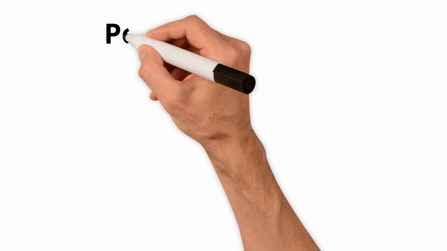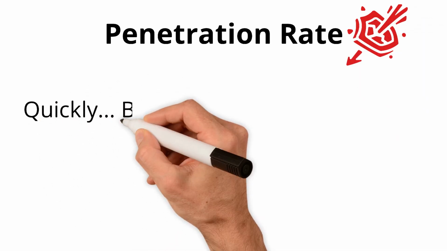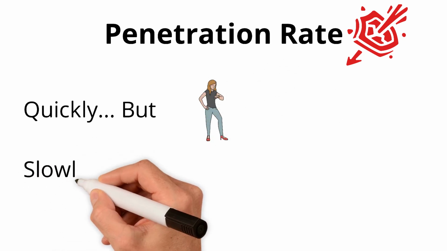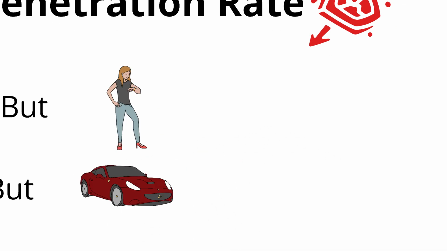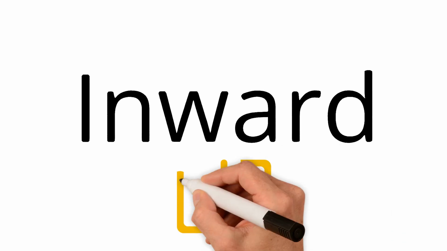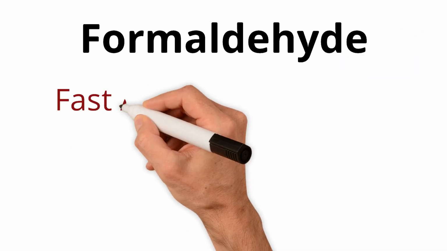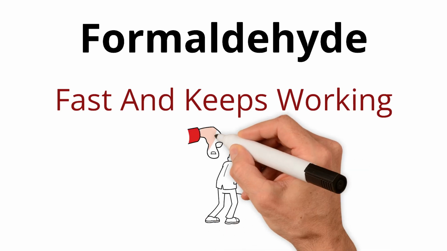The sixth factor is called penetration rate. Not all fixatives work the same way or at the same speed. Some fixatives penetrate tissue quickly but take longer to do their actual job. Others move more slowly but act fast once inside. Also, most fixation starts on the outside of the tissue and moves inward. It does not happen all at once. For example, formaldehyde, which is the most used one, enters tissue faster than any common fixative, but it keeps working for a long time by slowly cross-linking proteins.